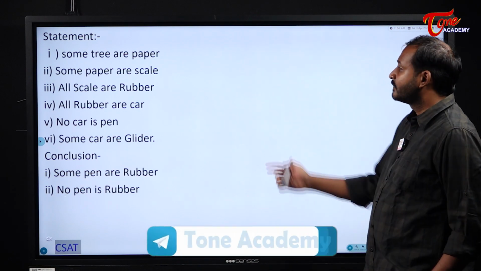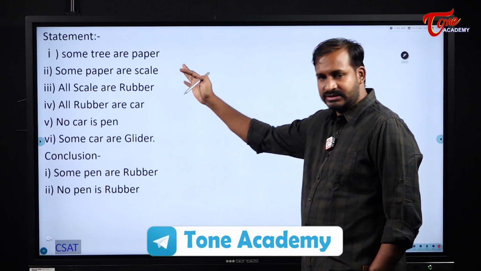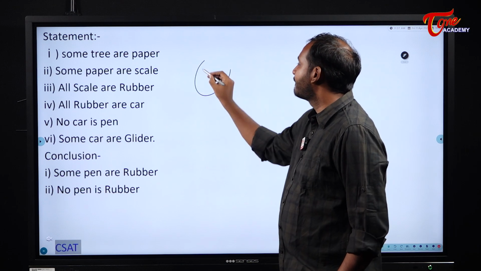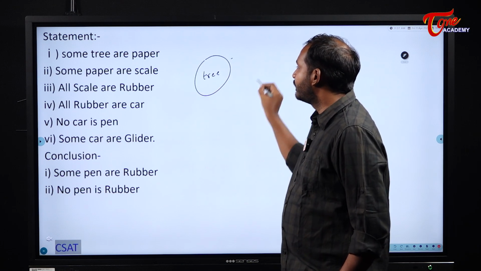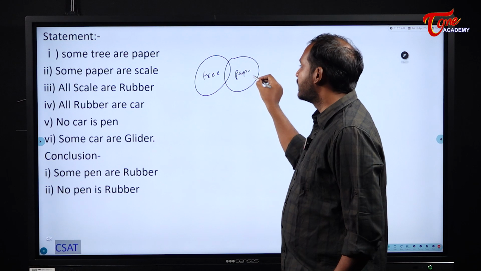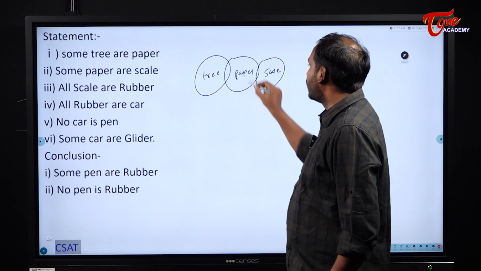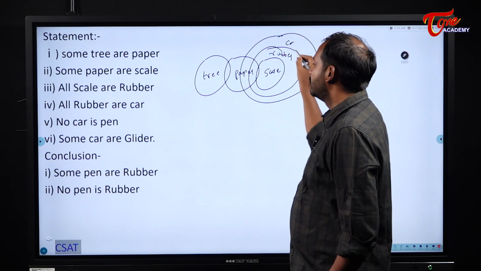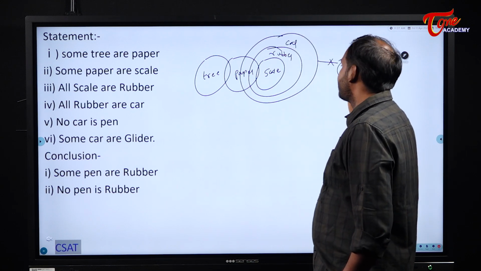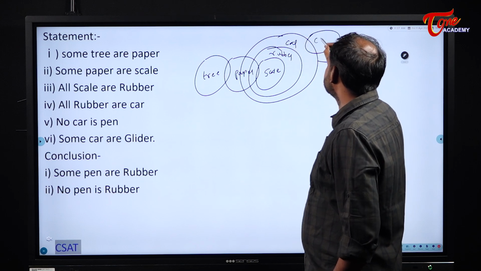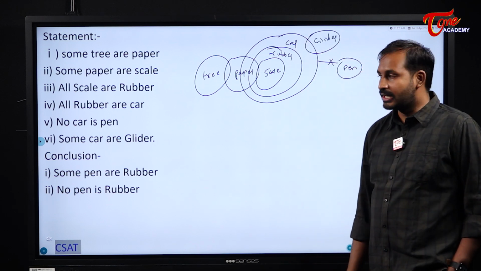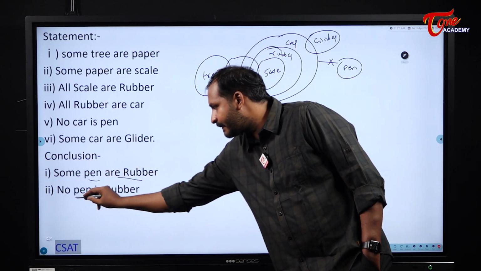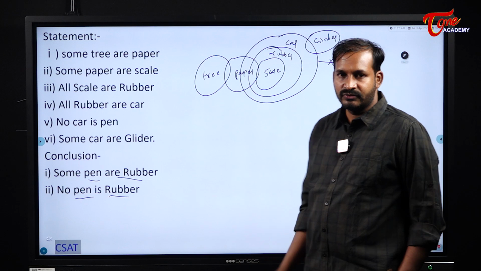Next, see here, same set of statements, only conclusions are different. Some tree or paper. Okay, next, some paper or scale. All scale are rubber. All rubber are car. No car is pen. Some car are glider. Now conclusion: some pen are rubber, no pen is rubber. Same elements, pen, rubber. One is positive, one is negative.